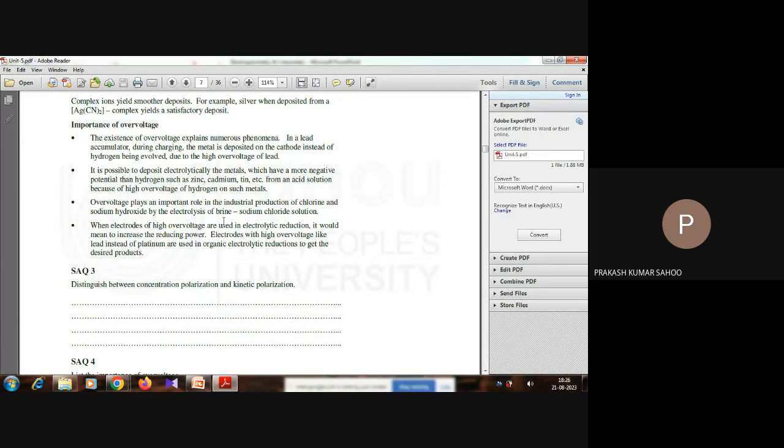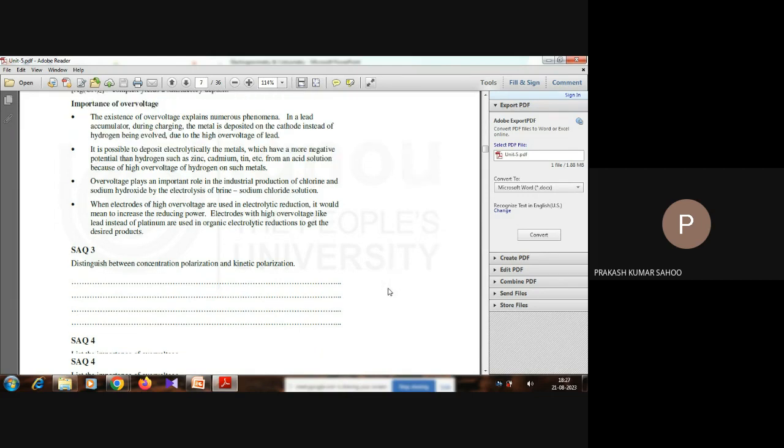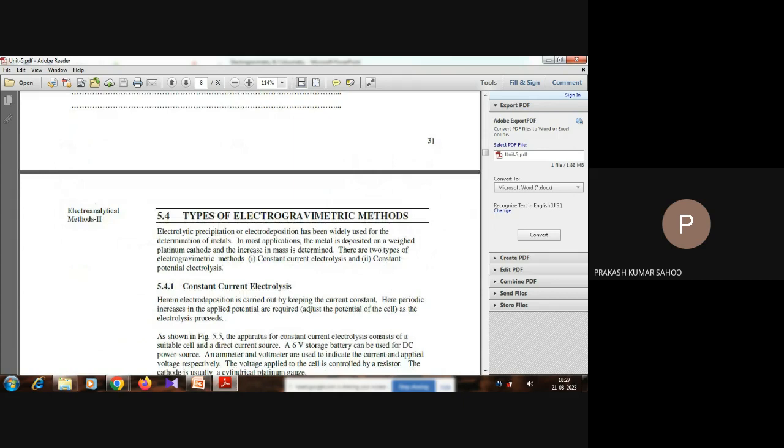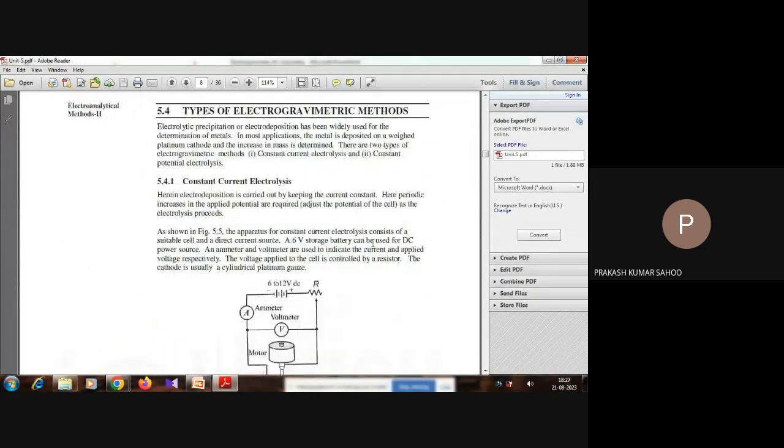When electrodes of high overvoltage are used in electrolytic reduction, it would mean an increase in the reducing power. Electrodes with high overvoltage like lead instead of platinum are used in organic electrolytic reduction to get a desired product. So these are the applications. Then the type of electrolytic method we have already discussed, that is constant current electrolysis.